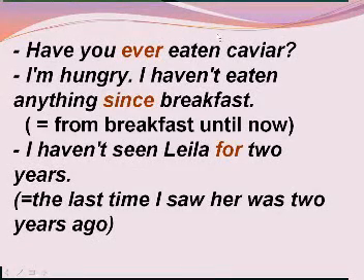More examples. Have you ever eaten caviar? Ever. I'm hungry. I haven't eaten anything since breakfast. So since is usually followed by a point of time. Since breakfast, since 6 o'clock, since 1981. So we have a point after that. It means from breakfast until now. I haven't seen Layla for 2 years. Notice that for is usually followed by a period of time. 2 years, 2 minutes, 1 hour, 2 days. 2 years means the last time I saw her was 2 years ago.